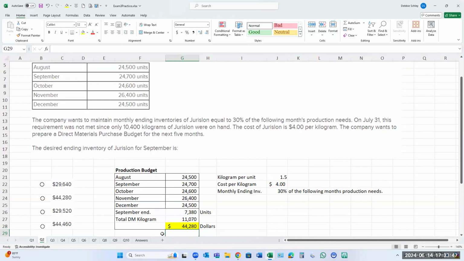So the ending for September in dollars is going to be 44,280. So we have to go from units of Mini Warp to kilograms of Jerchlon to the cost of the Jerchlon. And again, we know that 30% of the following month meant I needed 30% of October.